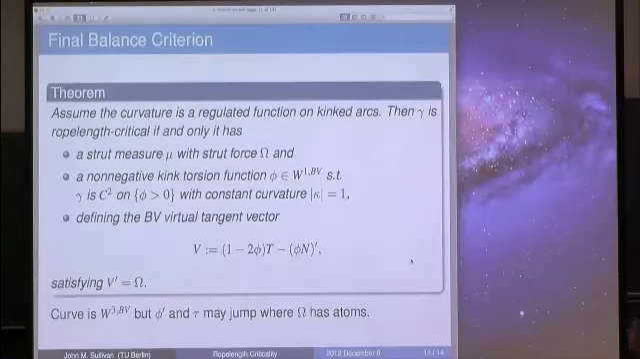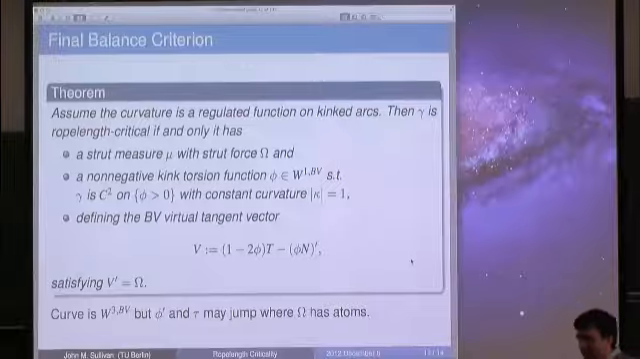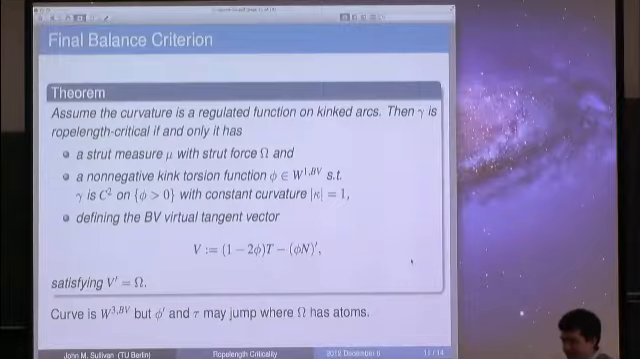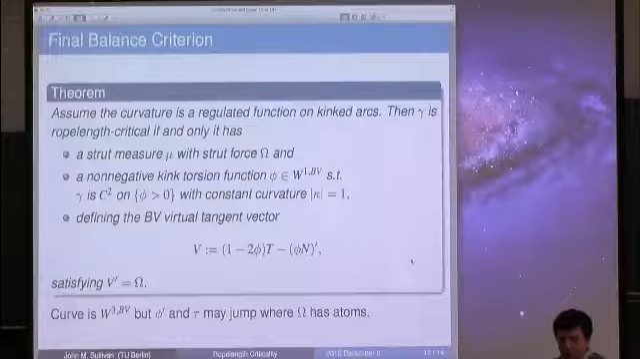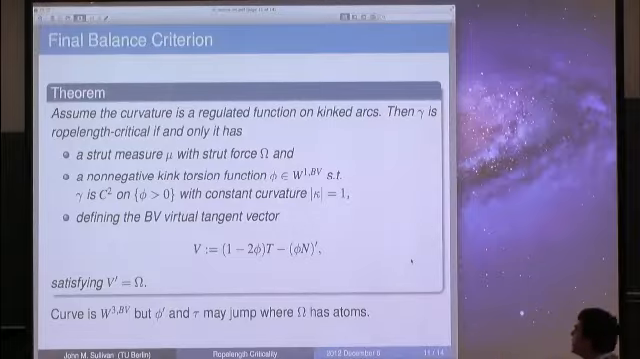gamma is rope length critical if and only if it has, again, a strut measure, the places where two components or two strands are exactly distanced one apart. You can put arbitrary positive force pushing those points away from each other. So a strut force omega.